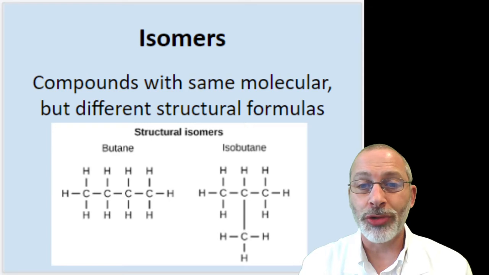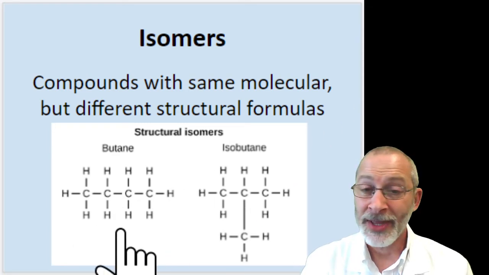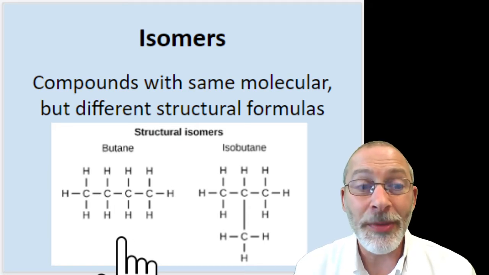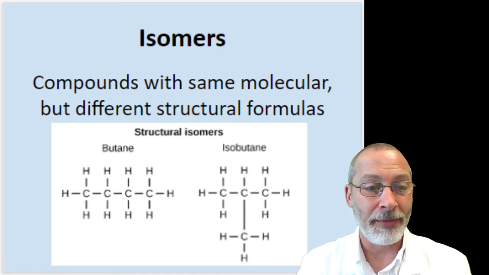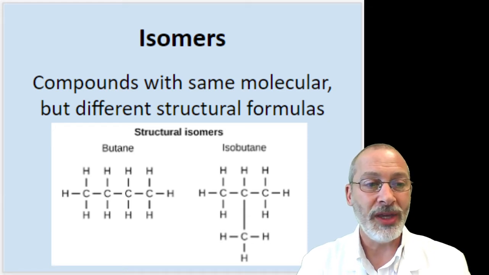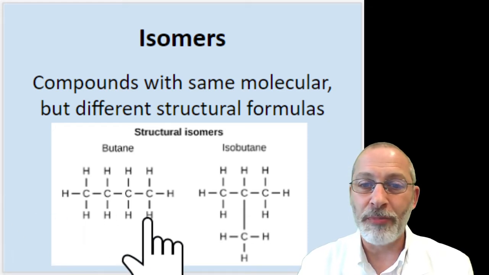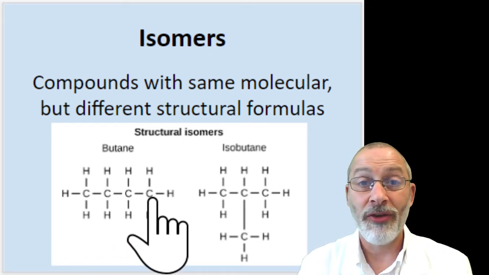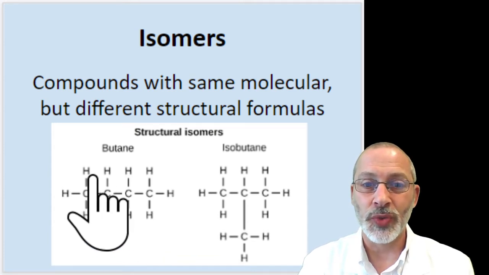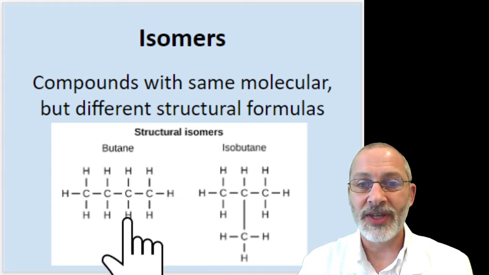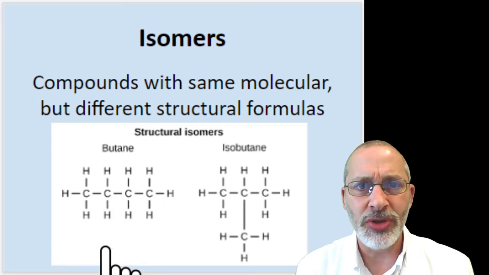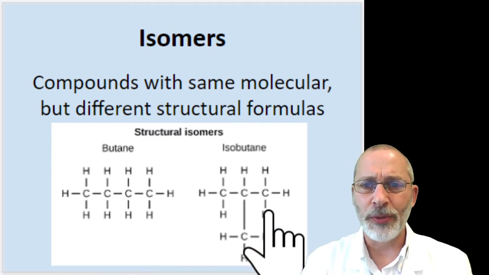Look at the structural formulas. You can see right off the bat that these are two completely different structural formulas. Let's think about what the molecular formulas might be. What would the molecular formula be of butane? Count the carbons, 1, 2, 3, 4, and count the hydrogens, 1, 2, 3, 4, 5, 6, 7, 8, 9, 10. So the molecular formula of butane would be C4H10.